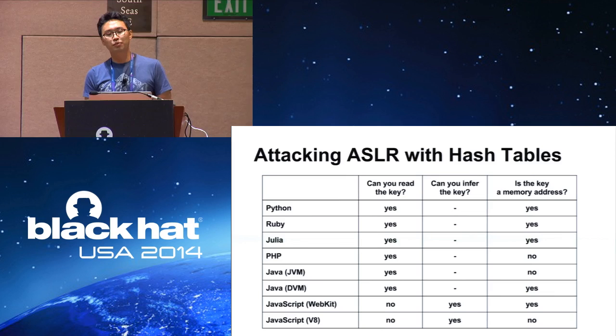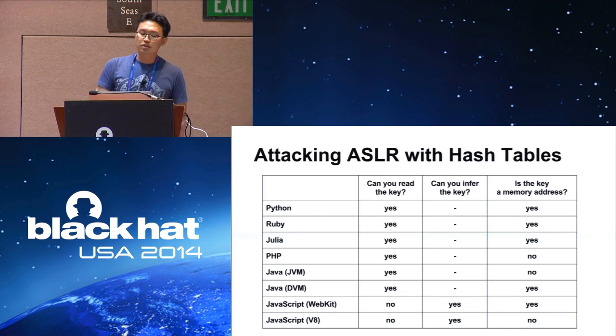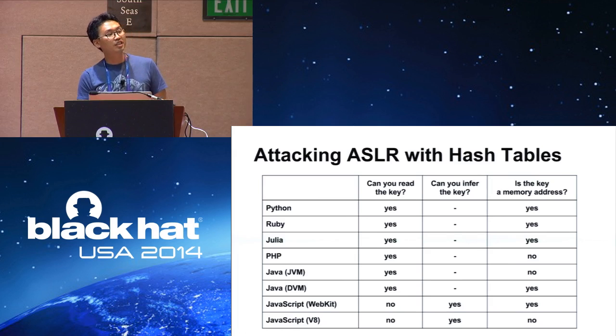So here's the whole table that we built, where we went through different languages. In the cases of Python, Ruby, and Julia, where Julia is a language dedicated especially to cloud environments, we were able to read the key directly because there are interfaces to get the address. But PHP is a little bit different. Although you have interfaces to read the key, the key that you read is not really the memory address. We're going to talk a little more about this because PHP's implementation is pretty unique and interesting.